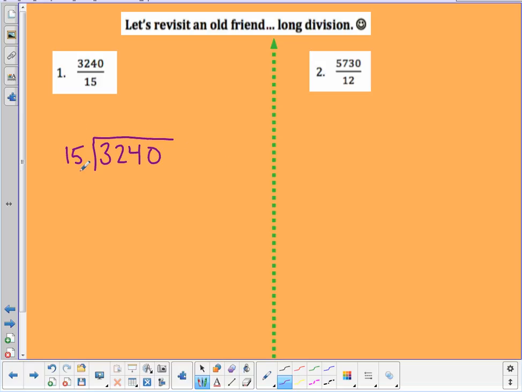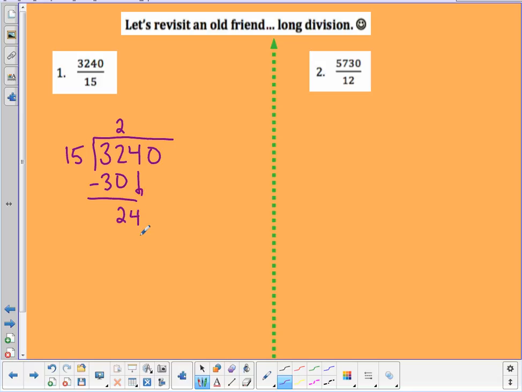And then you need to ask yourself, how many times does 15 go into 32? 15 won't go into 3, so I have to skip that decimal place. Then I go over to the 32. 15 into 32 goes 2 times, and 2 times 15 gives me 30. Multiply those, and then subtract. 32 minus 30 is 2. Bring the 4 down and do it again.